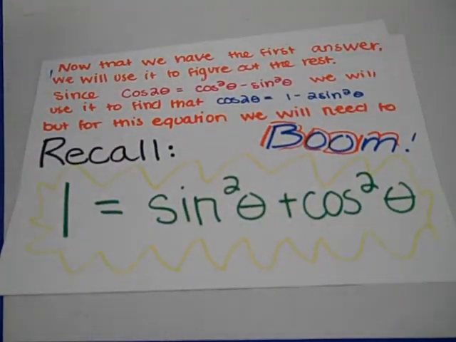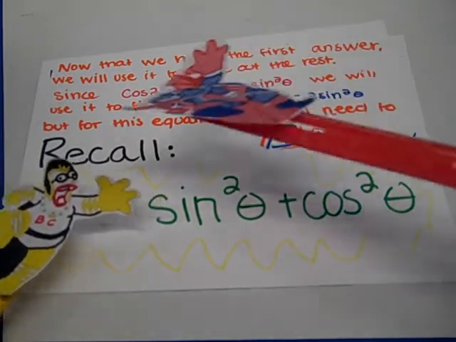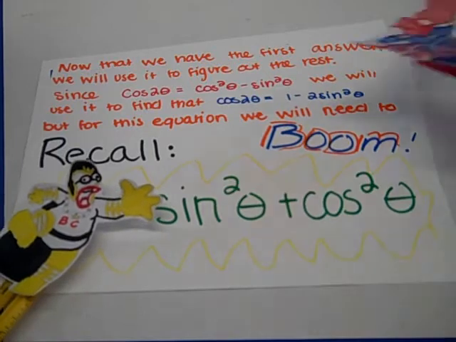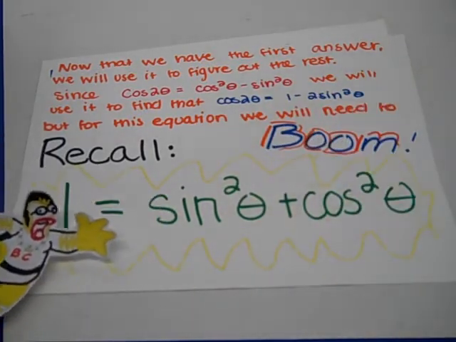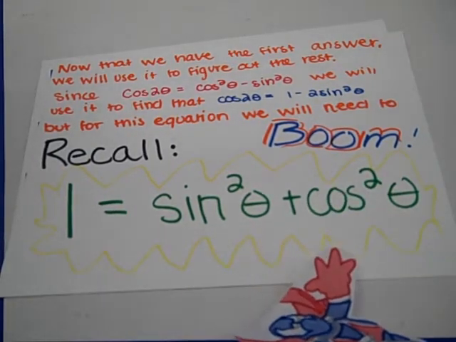Now that we have the first answer, we will use it to figure out the rest. Since cosine 2 theta equals cosine squared theta minus sine squared theta, we will use it to find that cosine 2 theta equals 1 minus 2 sine squared theta. But for this equation, we need to recall 1 equals sine squared theta plus cosine squared theta.